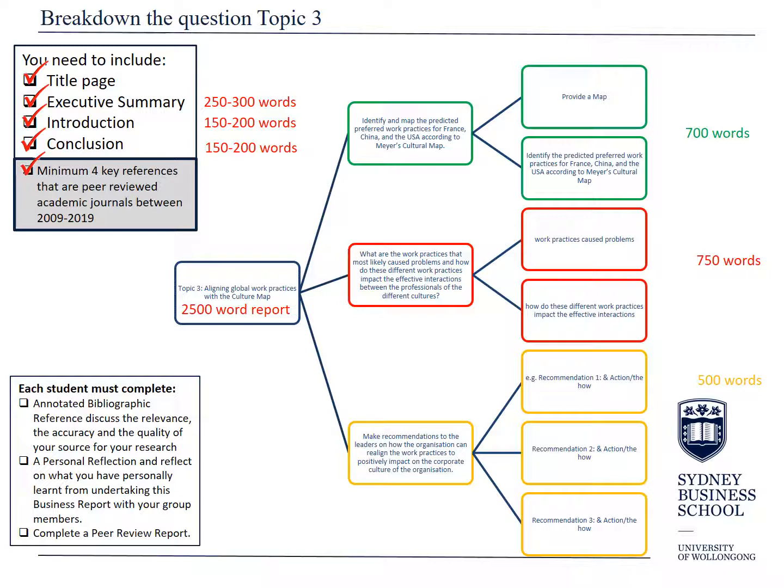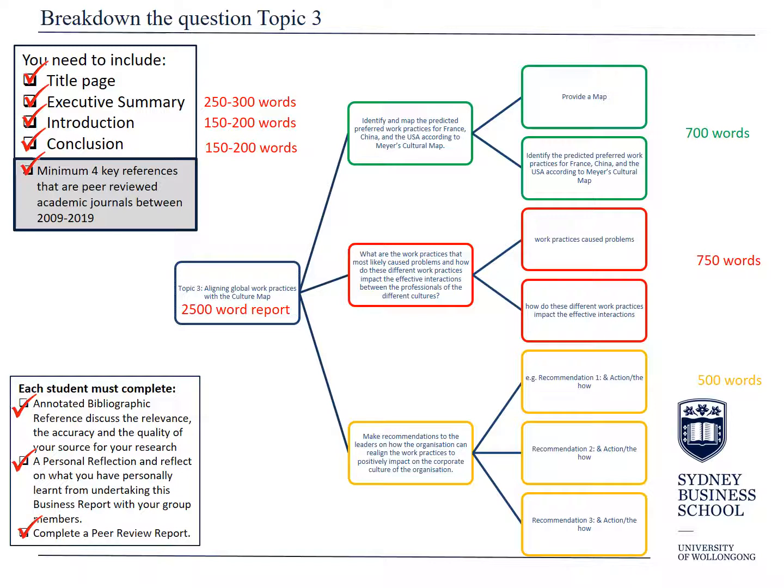annotated bibliographic reference, that is UOW author date Harvard, and discuss the relevance and accuracy of the quality of the sources of the information in regards to your research. Please put your name to indicate who has written what. The same with your personal reflection and for the peer-reviewed report.